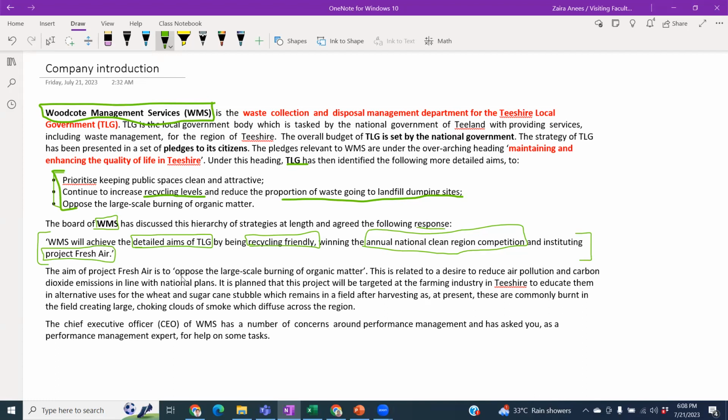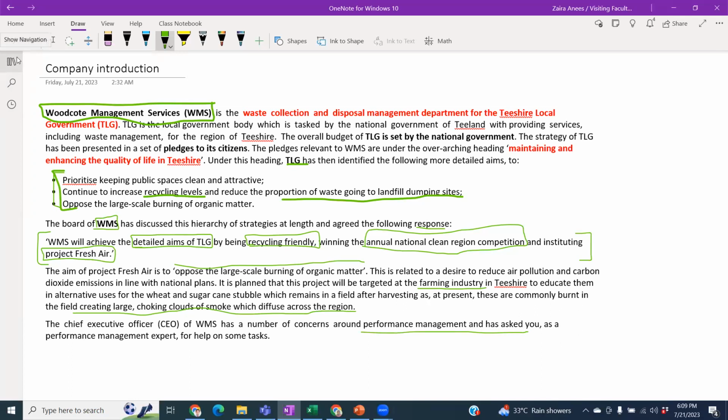The aim of Project Fresh Air here is to oppose the large scale burning of organic matter. This is related to the desire to reduce air pollution and carbon dioxide emission in line with the national plan. It is planned that this project will be targeted at the farming industry in T-shire to educate them in alternative uses for wheat and sugarcane stubble which remain in the field after harvesting, as these are commonly burned in the field, creating large choking clouds of smoke which diffuse across the region. The CEO of WMS has a number of concerns around performance management and has asked you, as a performance management expert, to help on some tasks. So two entities, two objectives, probably two mission statements, objectives, and a project. This is basically the first company introduction.